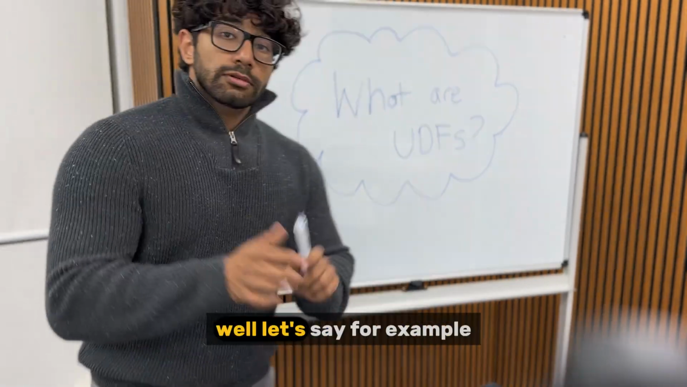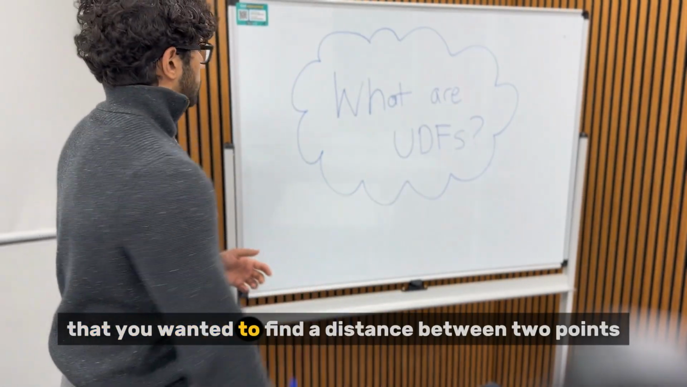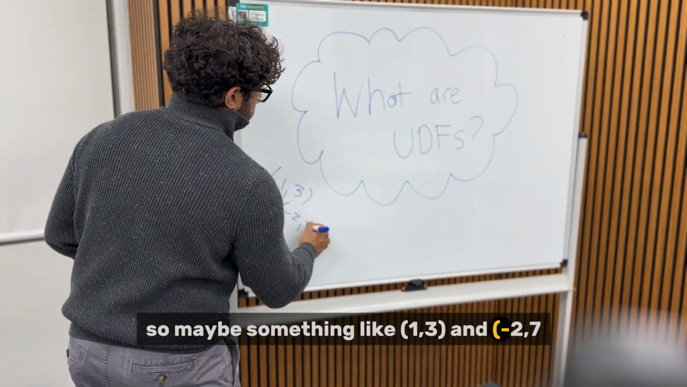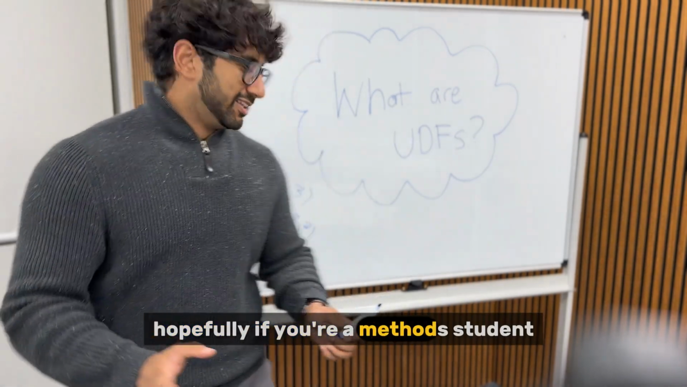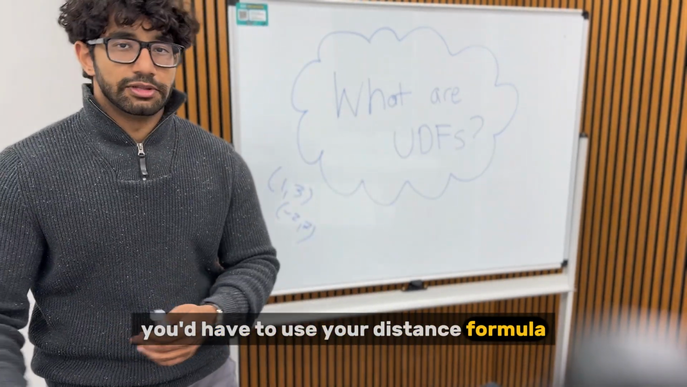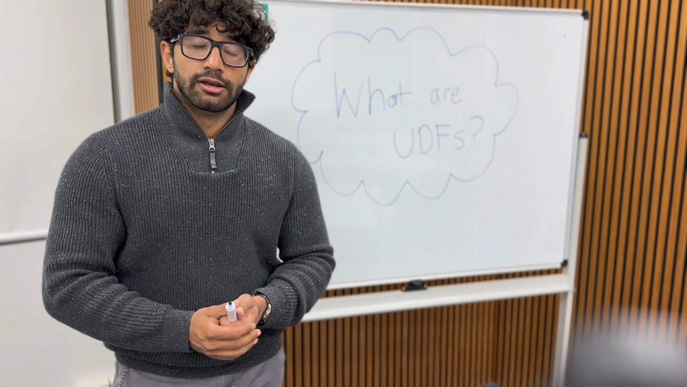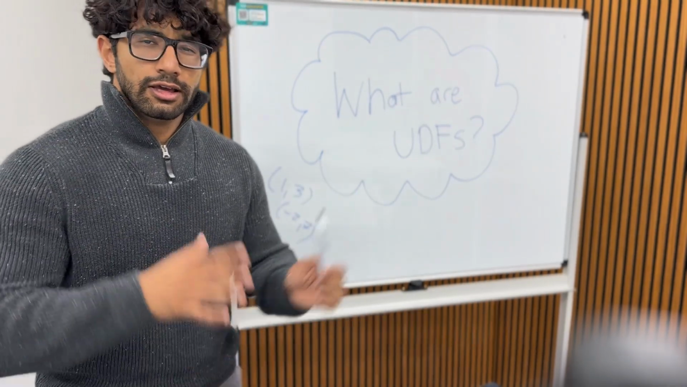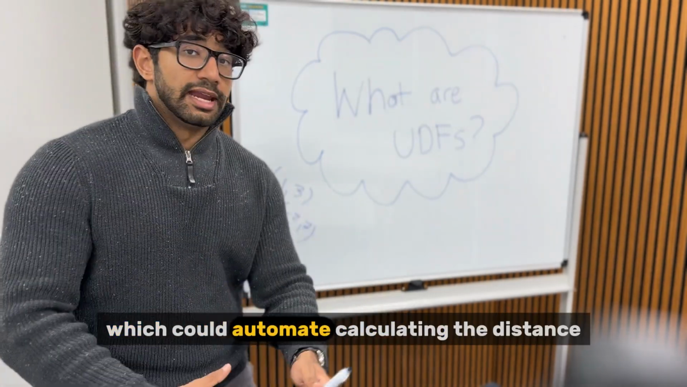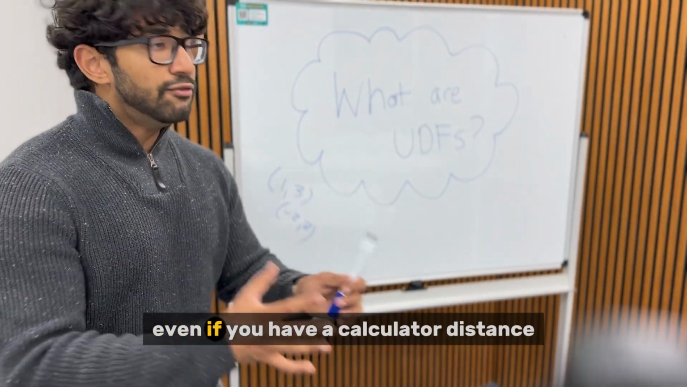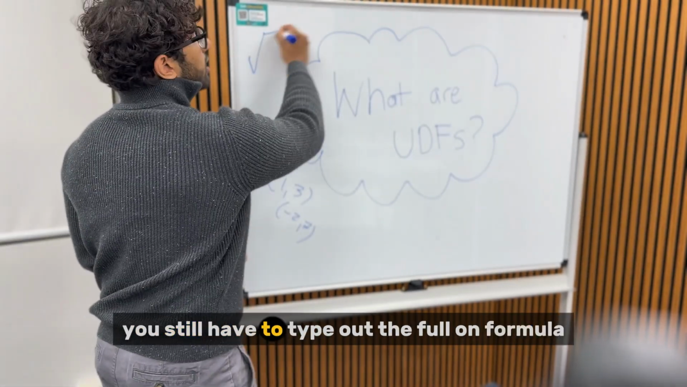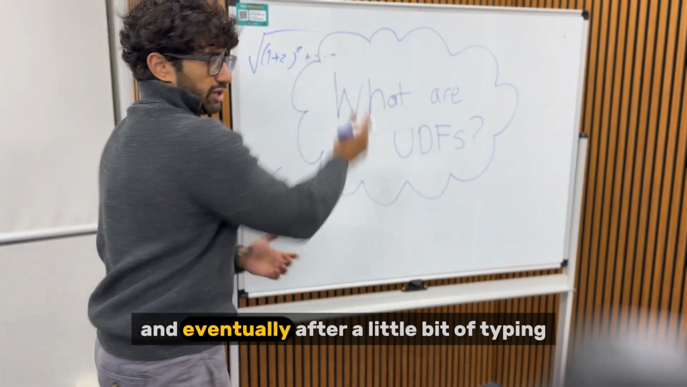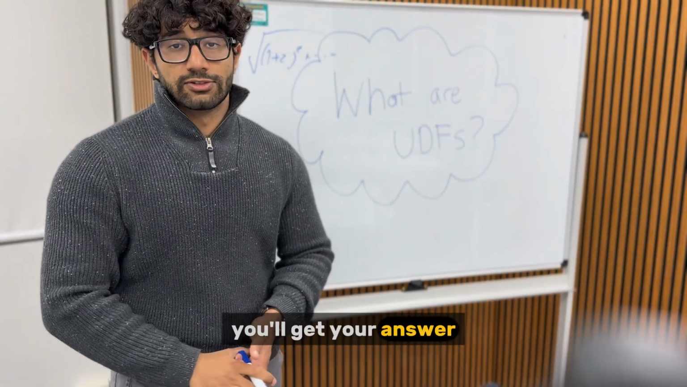Now, what do I mean by that? Let's say, for example, that you wanted to find the distance between 2 points. So maybe something like (1,3) and (-2,7). Hopefully, if you're a Methods student, you would know that you'd have to use your distance formula in order to calculate those things out. Now, if you were to just use your CAS in its basic default setting, there's no such program which can automate calculating the distance. Even if you had to calculate the distance, you would still have to type out the full-on formula, chuck in all of those numbers, and eventually, after a little bit of typing, you'll get your answer.